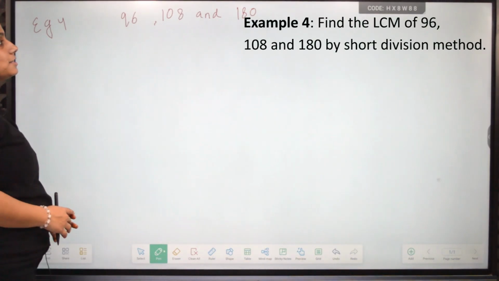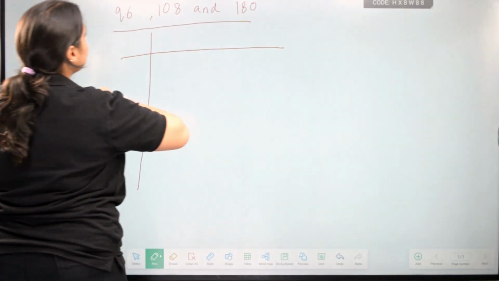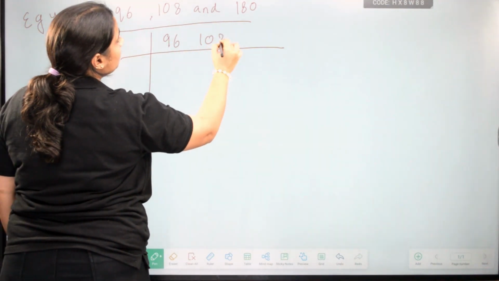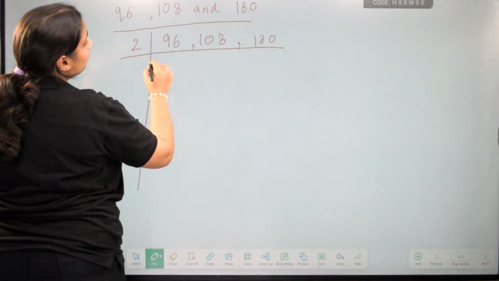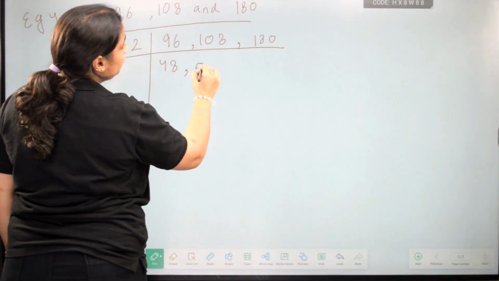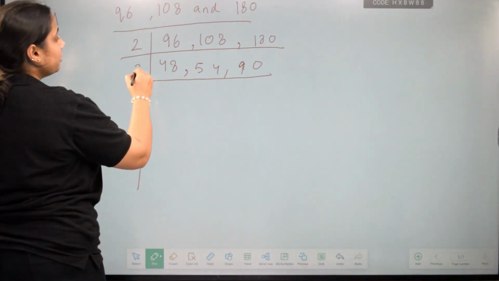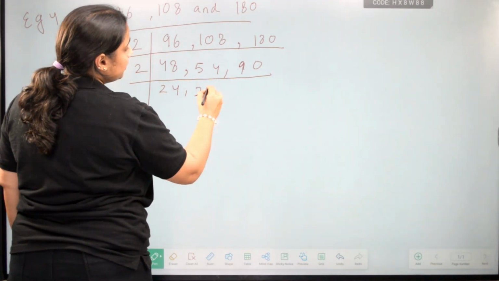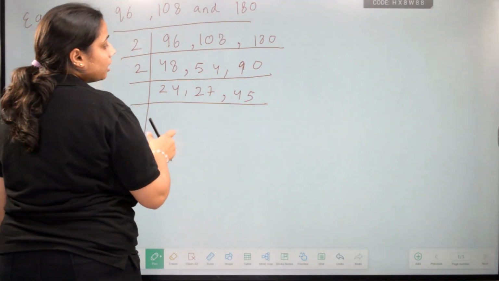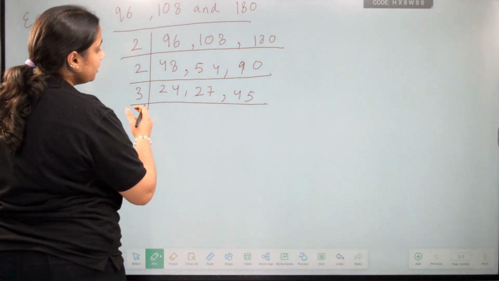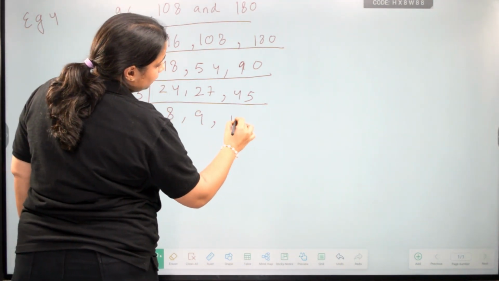Now we have to find the LCM of these three numbers using the short division method. Let's find the factors of 96, 108 and 180. Let's divide by 2. We'll get 48, 54 and 90 here. Now these three will again be divided by 2. We'll get 24, 27 and 45. Now these three are multiples of 3, so let's divide by 3. We'll get 8, 9 and 15.